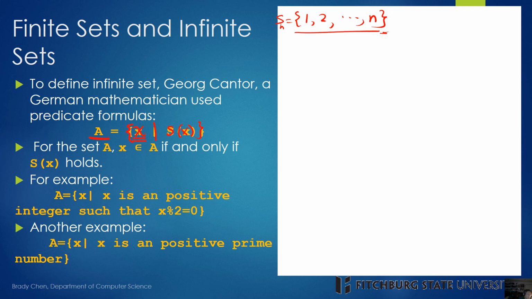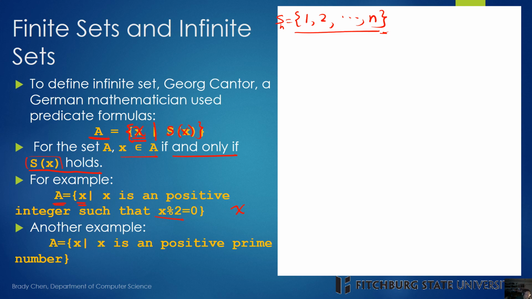So that means for the set A, x belongs to A if and only if S of x holds. The condition S of x could be anything, even some kind of English statement. For example, you can define A as all the elements x such that x is a positive integer and x modulo 2 is 0. Now, x modulo 2 equals 0 means that when x is divided by 2, the remainder is 0. In other words, x is a multiple of 2, or x is just an even number, right?